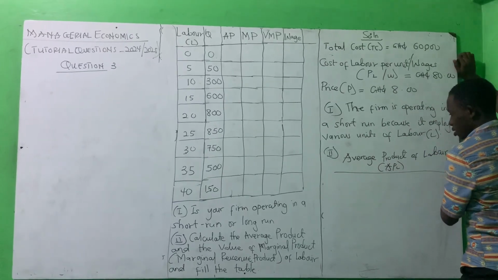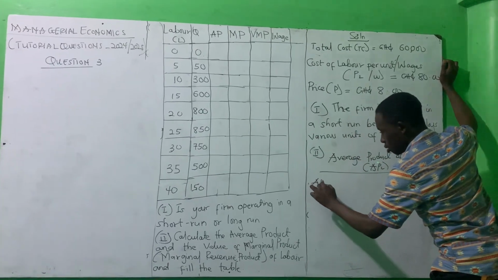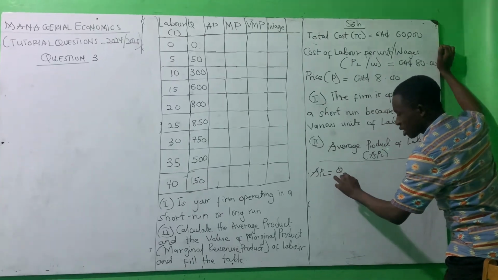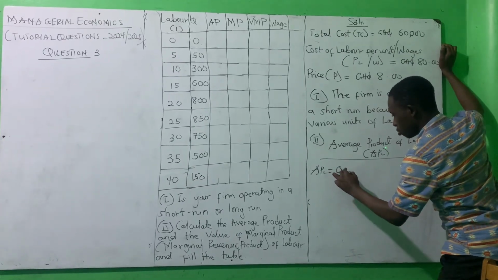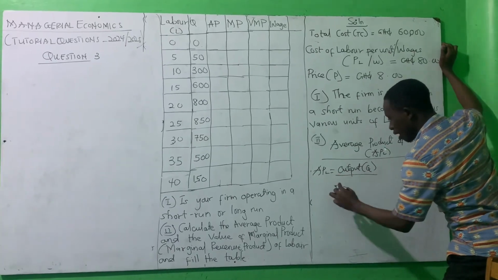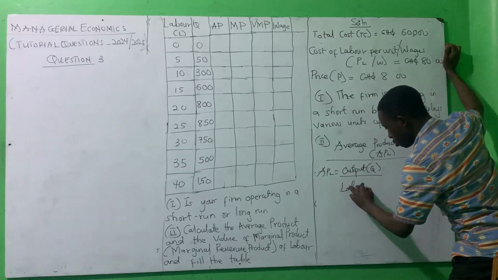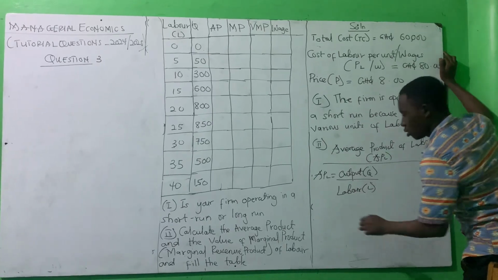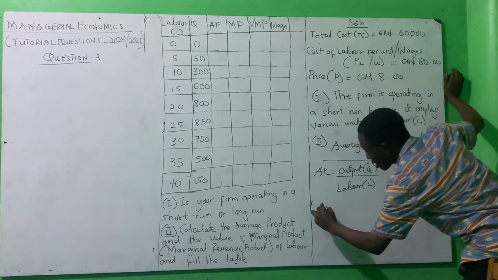So you have this. The formula is output, which is the K, over labor, which is L. Let me write it in full. So we are supposed to solve everything. Let's start with the first one.